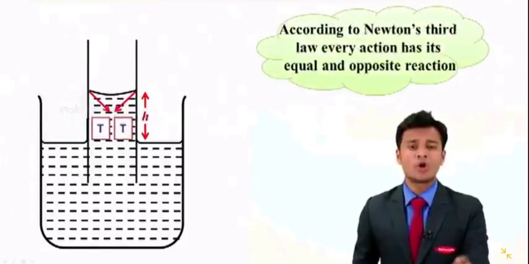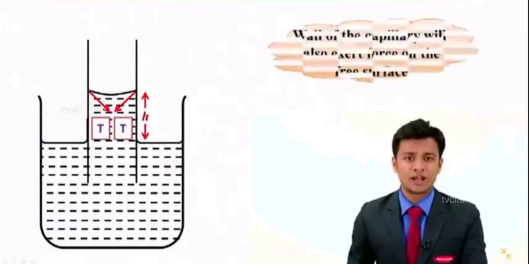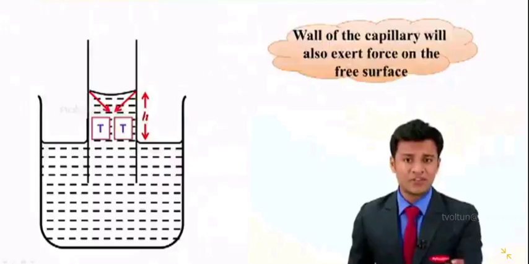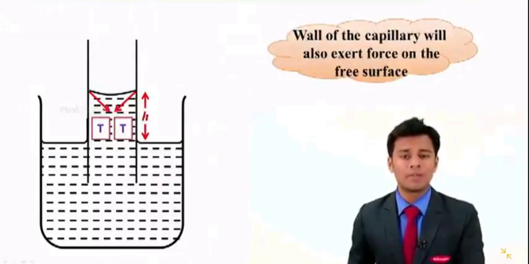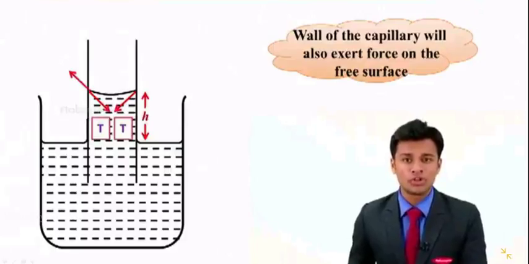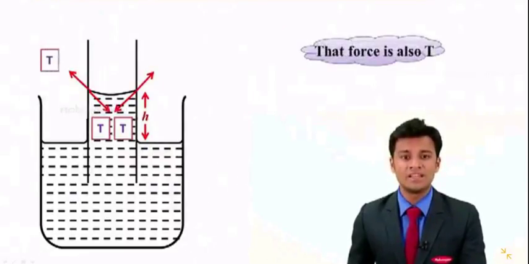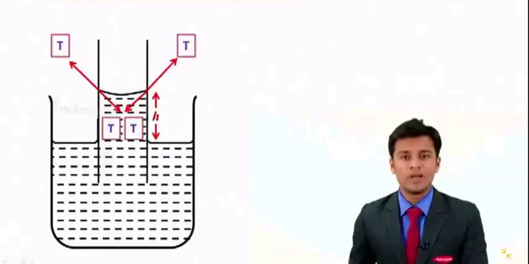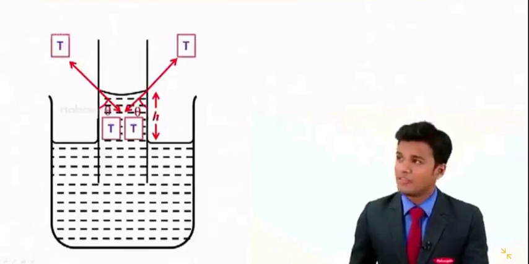But now class, according to Newton's third law of motion, every action has an equal and opposite reaction. So that means if the free surface is trying to pull the walls of the capillary, even the walls of the capillary are going to pull the free surface in the opposite direction with an equal magnitude of force. So I say that let the force provided by the capillary tube on the surface film be T, something as shown.